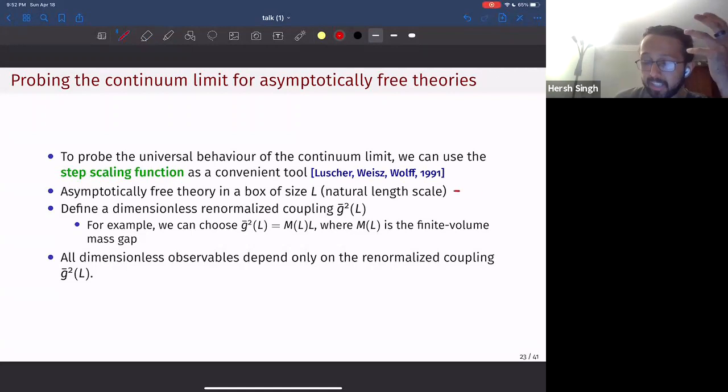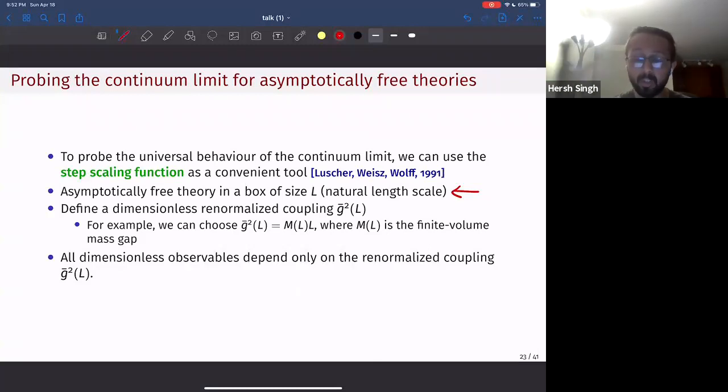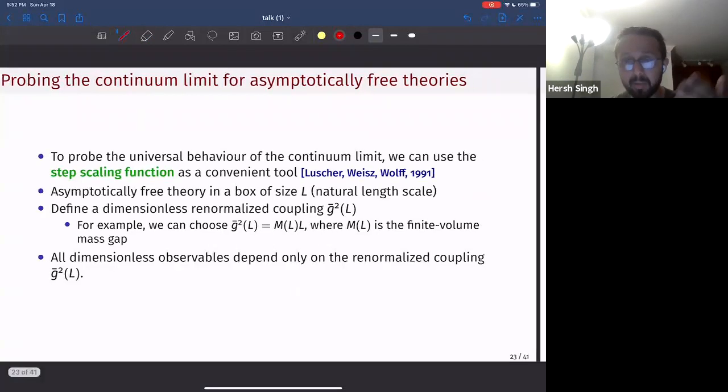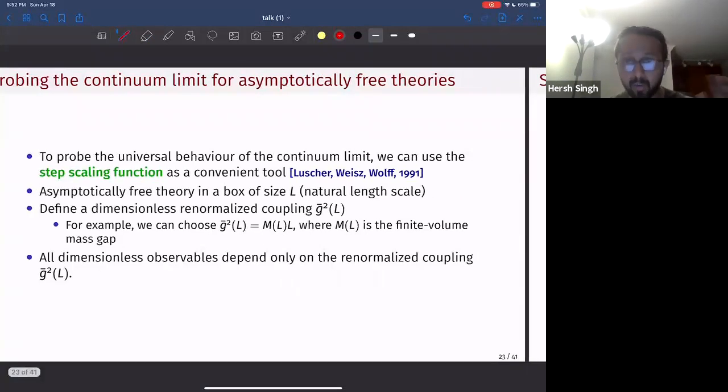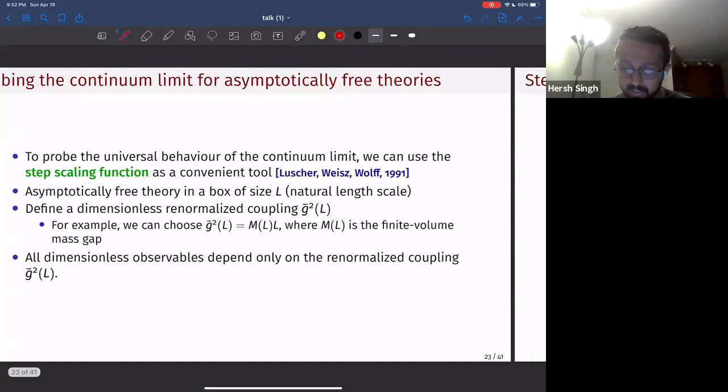To define it, let's put our theory in a box of finite size L. This L is now your natural length scale, like a probe scale. If the box is really small, then you're probing the UV physics of the theory. If the box is really big, then you're probing the IR physics. Let me skip some of the details. I'll be happy to answer questions, and I can definitely get into it.